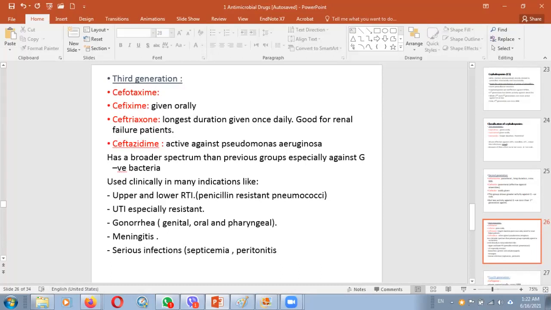It has a broader spectrum than previous groups. The third generation has broader spectrum than previous groups, especially against gram-negative bacteria. Used clinically in many indications like upper and lower respiratory tract infections, like in penicillin-resistant pneumococci, urinary tract infections, especially in resistant cases, gonorrhea, genital, oral, and pharyngeal infections, meningitis, and serious infections like septicemia and peritonitis.